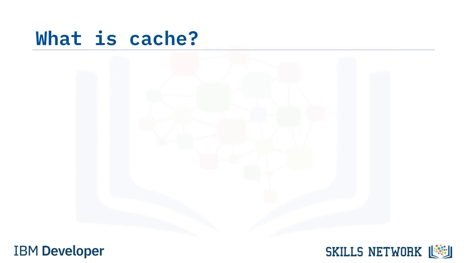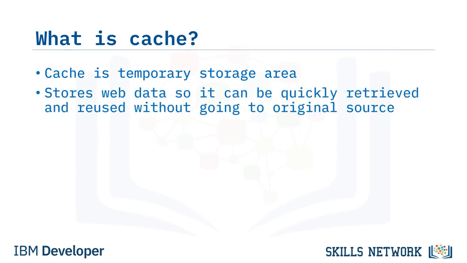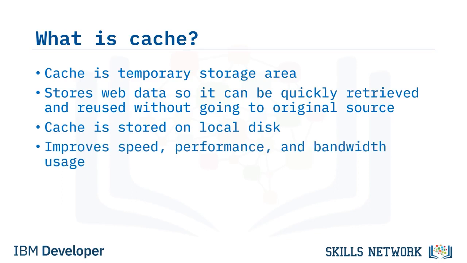Cache is the temporary area used by your web browser to store web data that can be quickly reused when requested, instead of needing to go back to the original source content. So, in this situation, if the web content hasn't changed since it was last retrieved, it can be served from the local disk rather than from the internet, and in this way, the cache can vastly improve the web browser's speed and performance and can help reduce bandwidth usage.